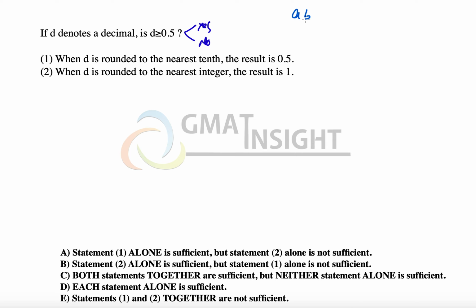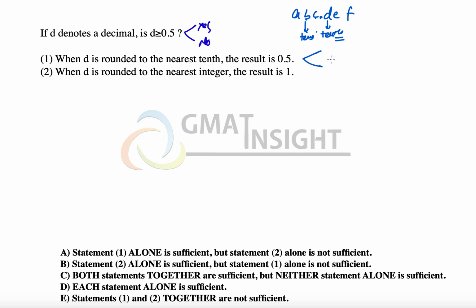Let me quickly explain that if we have a number abc.def, then d is called the tenth digit, e is called the hundredth digit, f is called the thousandth digit, c is the unit place, b is the tens place, and a is the hundreds place, and so on. So when d is rounded to the nearest tenth, that means at this place, the result is 0.5.